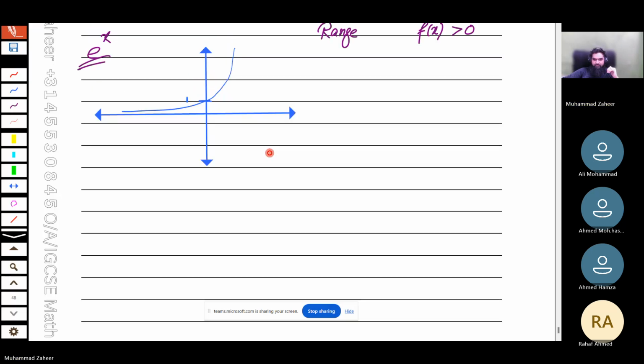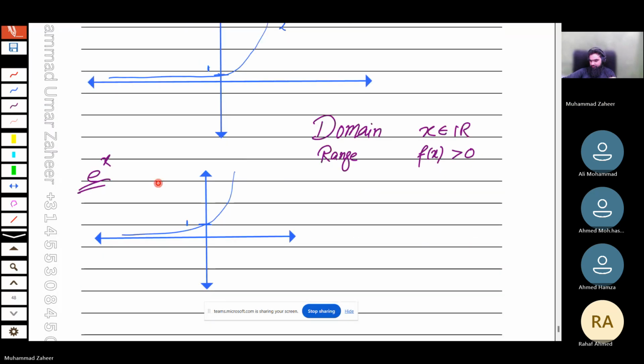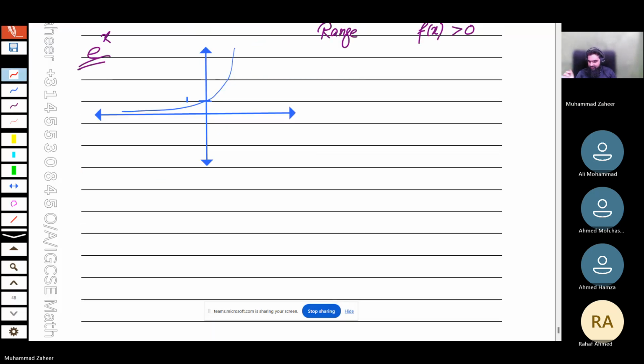Now, after the exponential graph, we are going to talk about the graph of the logarithmic function. Now we are talking about the logarithmic graph.